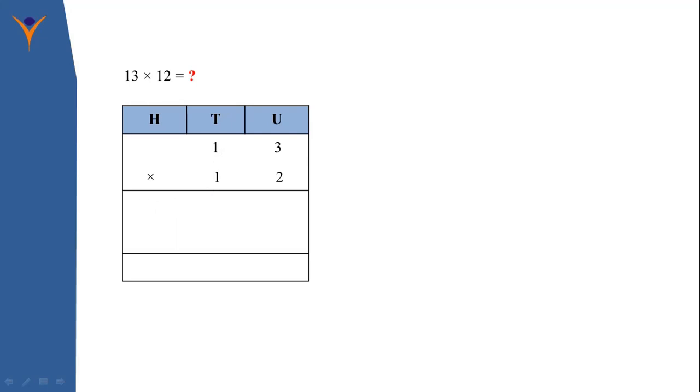So now let's see what we have. 2 times 3 is 6. 2 times 1 is 2. Now we're multiplying by 1. 1 times 3 is 3. 1 times 1 is 1. The next thing for us to do is to add these results. So 6 plus nothing is 6. 2 plus 3 is 5. Nothing plus 1 is 1. So 13 times 12 equals to 156.